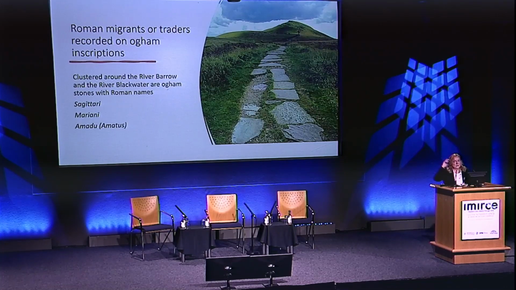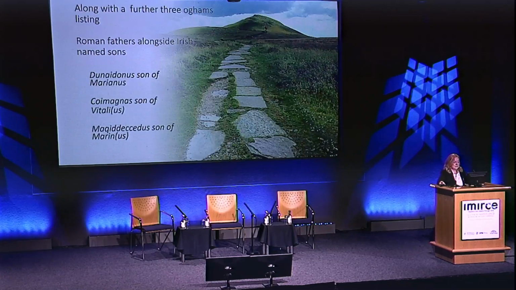So one of the things we were talking about is how you try to identify whether or not somebody is a first generation or second generation migrant. And I just leave this to you to have a little ponder about. But clustered around the River Barrow and the River Blackwater, we've got six Ogham inscriptions, and three of them have Roman names on them: Sagittari, Mariani, and Amatus. And some people have said to me, well, they're also Gaulish names, which they are, in fairness. But whether Gaul or Roman Britain, they are people who are identifying and using Roman names. But we also have something that's even more curious, and that is we have three more that have Roman-named fathers with Irish-named sons. So here we have that question of identity. Are they still regarding themselves as Roman, or are they, in fact, becoming Irish? I leave that thought with you.